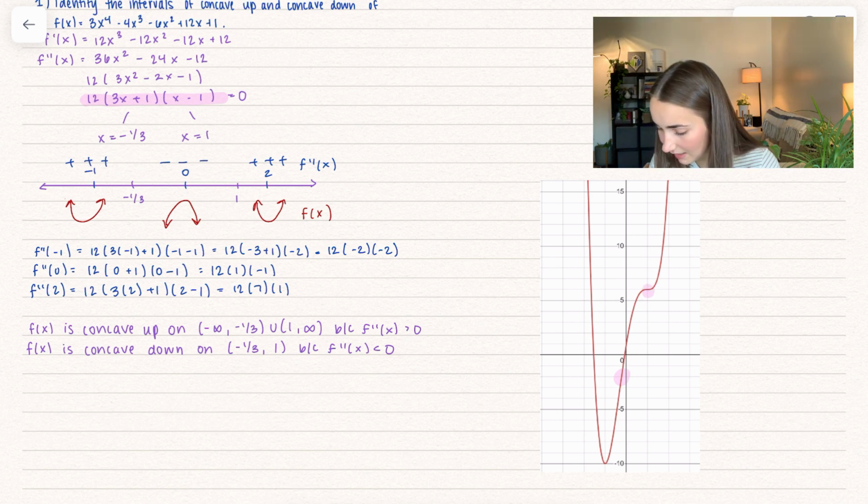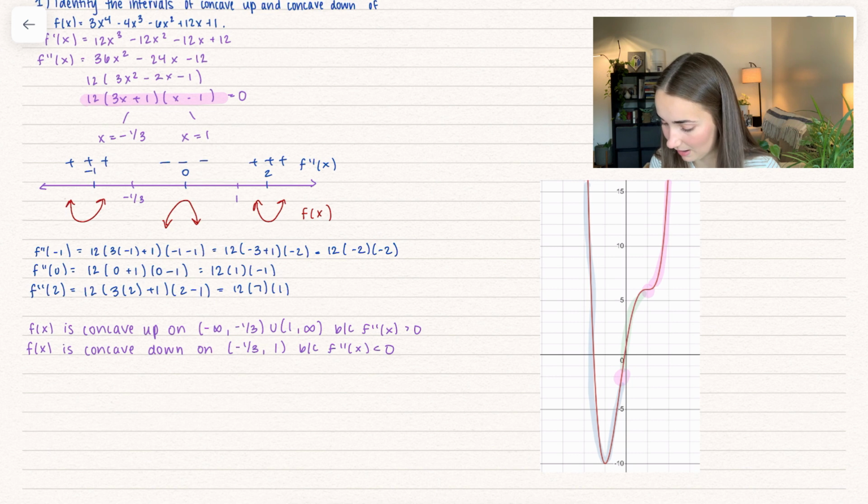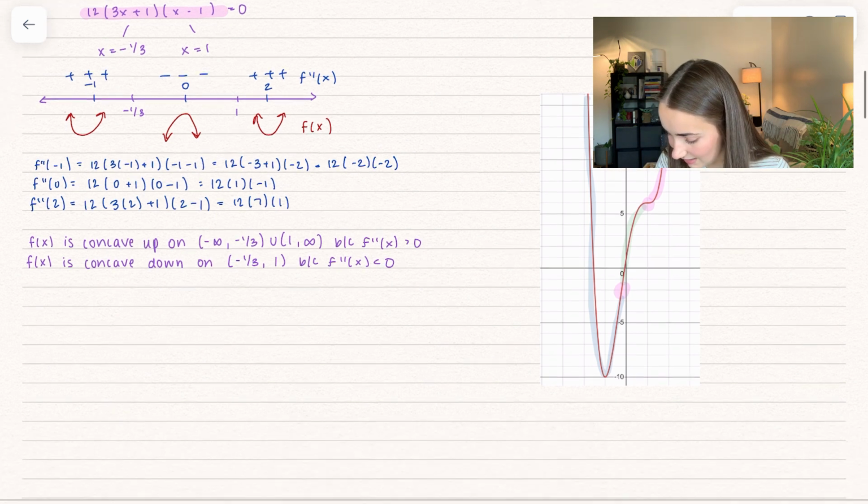And so now let's go ahead and look at our concavity. Just like with our number line, we have that this part is going to be concave up, but then it switches to concave down, right? There's a little bit of concave down right there. But then we immediately go back to concave up. And so that's how we can also tell from the graph, right? So let's go ahead and see another example.